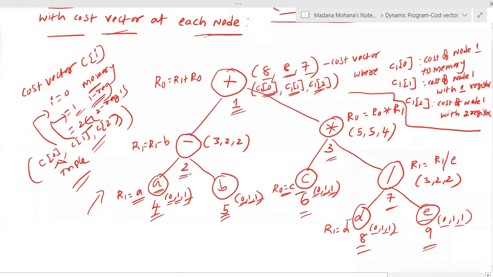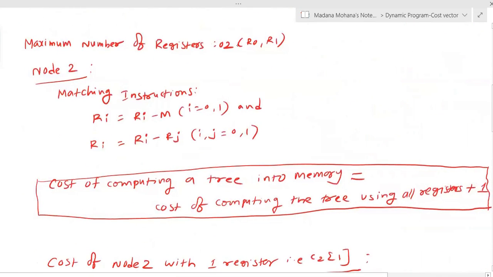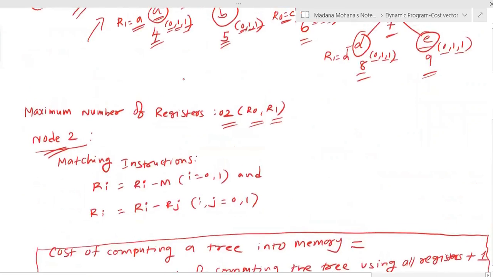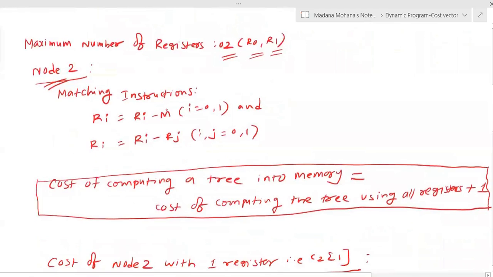Now let us see for one node how to calculate. For node 2, here I have shown one sample. Here number of registers considered 2, that is R0, R1. For node 2, the matching instructions. What node 2 contains? Minus. So the minus left hand side A, right hand side B. Left hand side one register is used. Therefore here R1 equal to memory format, then R1 equal to R1 minus memory. So in the above we have considered the general forms. These are the related matching instructions.